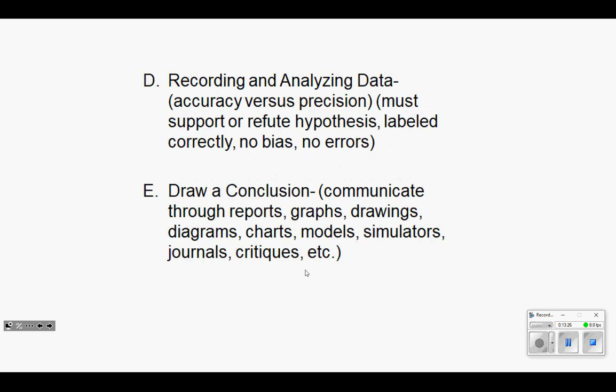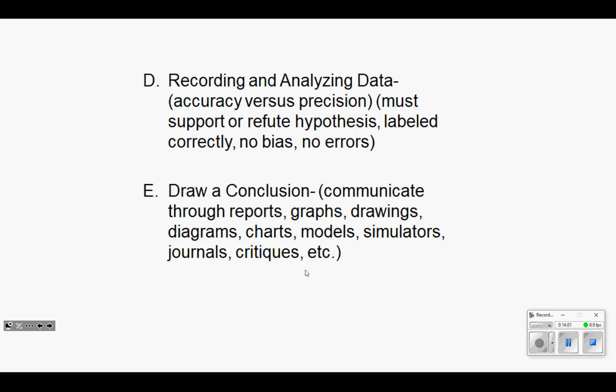Then you, of course, already want to have it set up in your pre-lab writing, a data table for recording and analyzing. You want to make sure you're doing it with accuracy. You want to make sure you're doing it with precision if you have other people also doing the experiment. You must be willing to accept that your hypothesis gets refuted in the experiment or that your experiment gets supported. It winds up supporting your hypothesis.